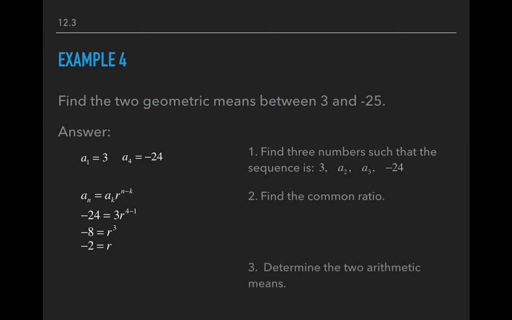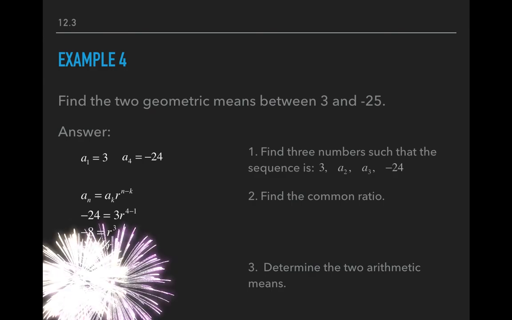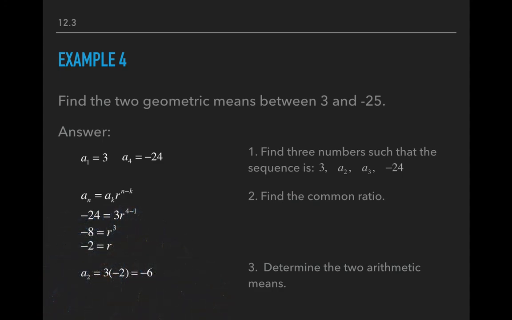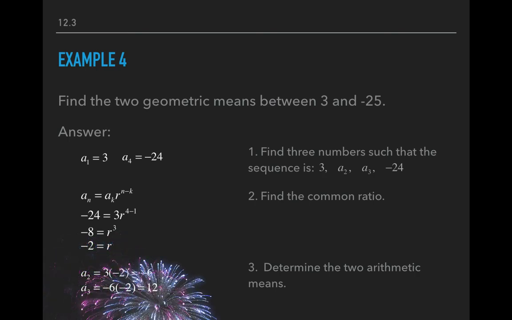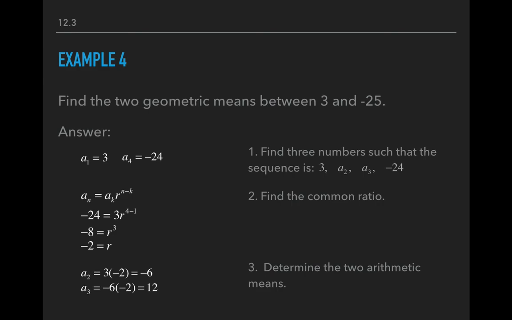And using that rate, we can find the next two terms, our two means. It would be multiplying 3 by that negative 2, which gives us negative 6, and then multiplying negative 6 by negative 2, and that gives us 12. And if you multiply 12 by negative 2, it does in fact give you negative 24.